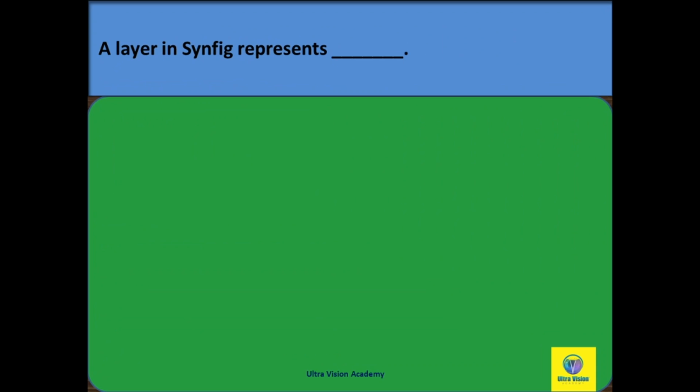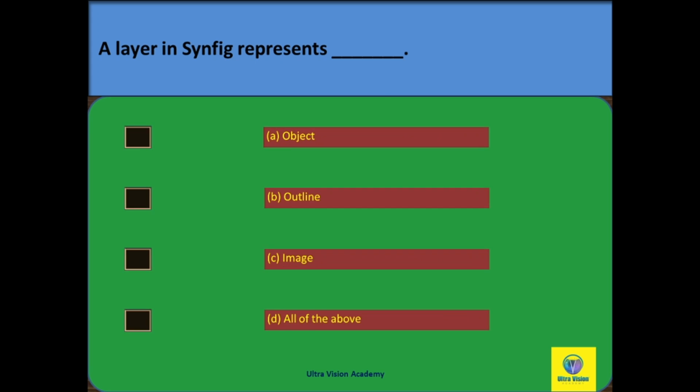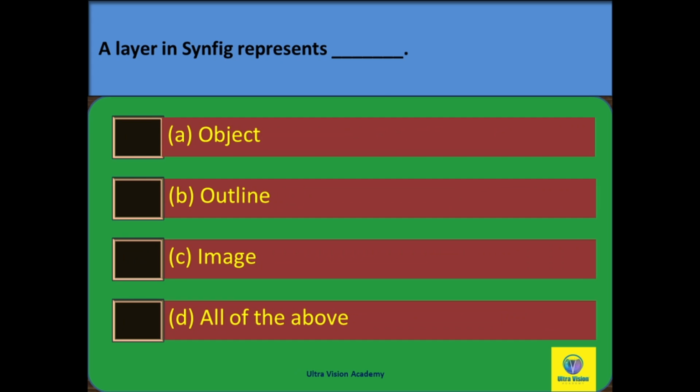Next, a layer in Synfig represents dash. Options are object, outline, image, or all of the above. It means whatever you add on canvas, that is a layer, and we can add any object or outline or image. So the answer is D, all of the above.